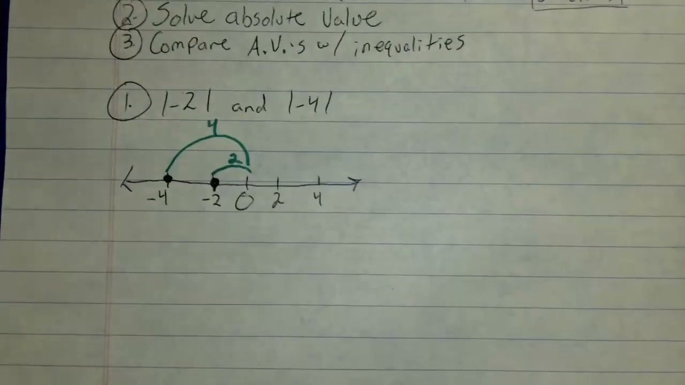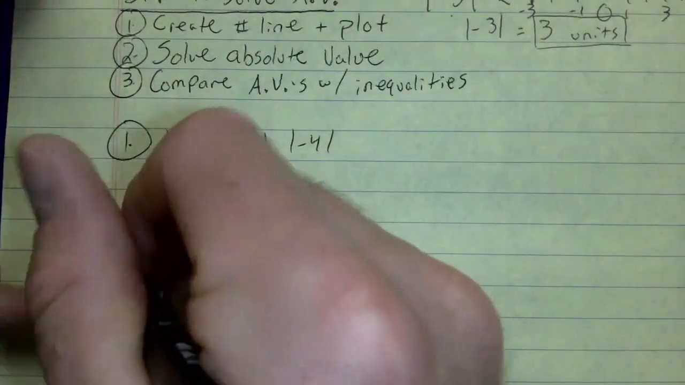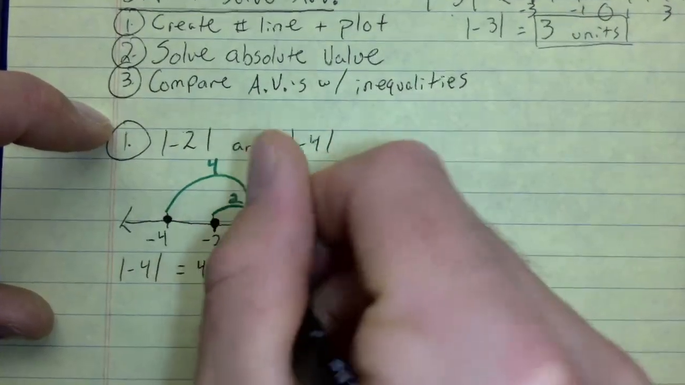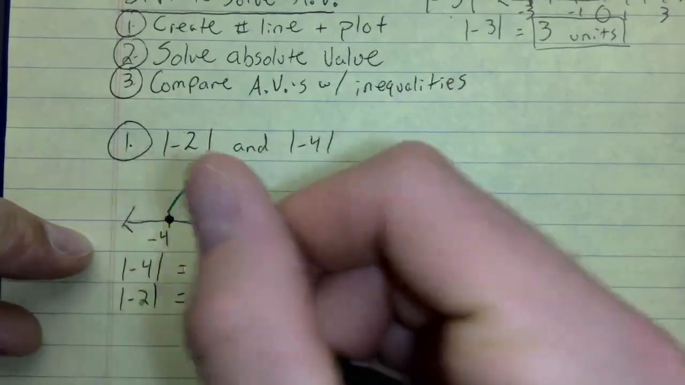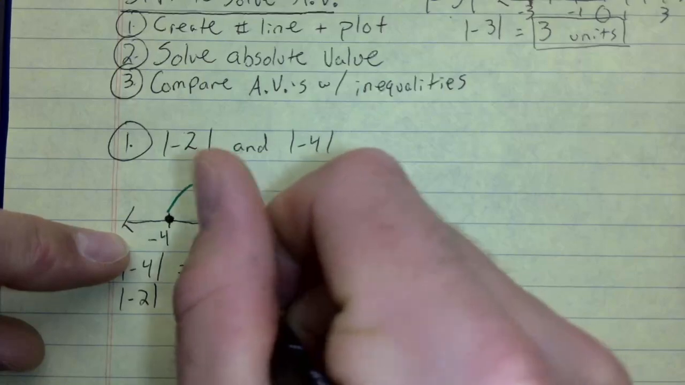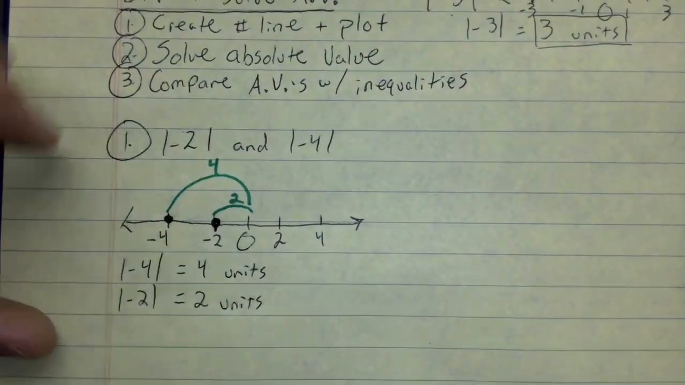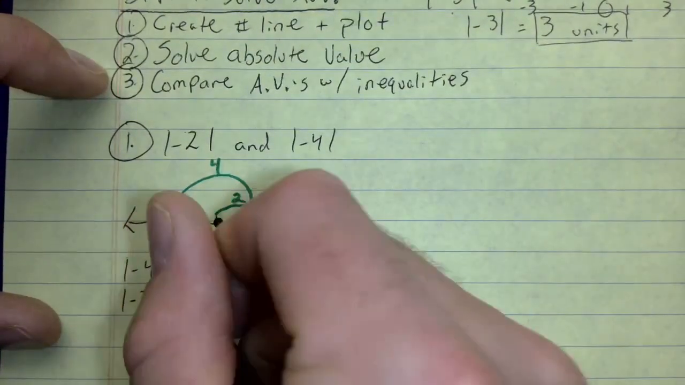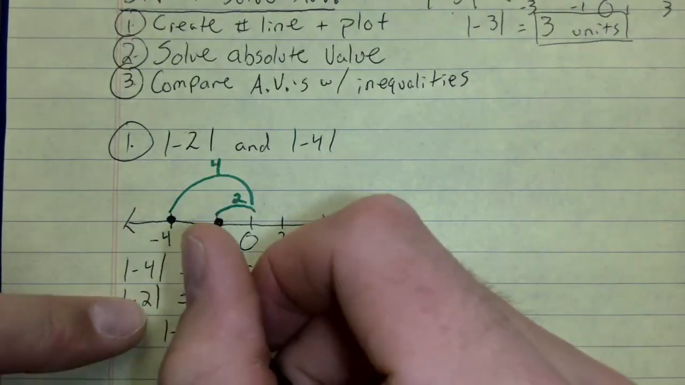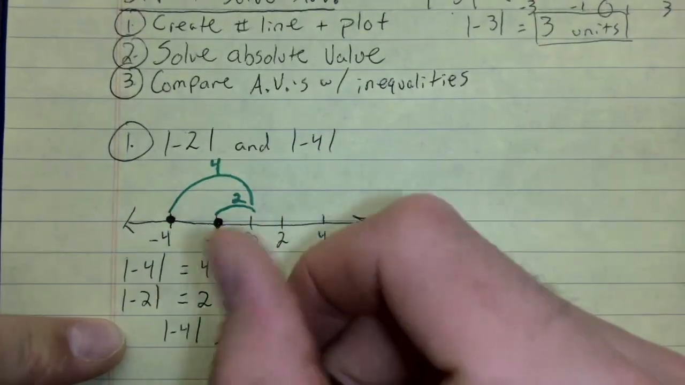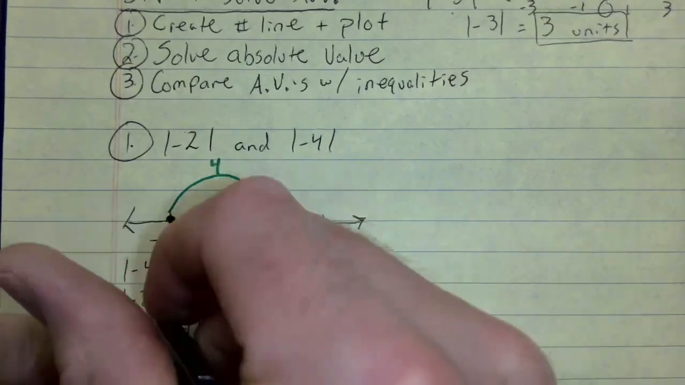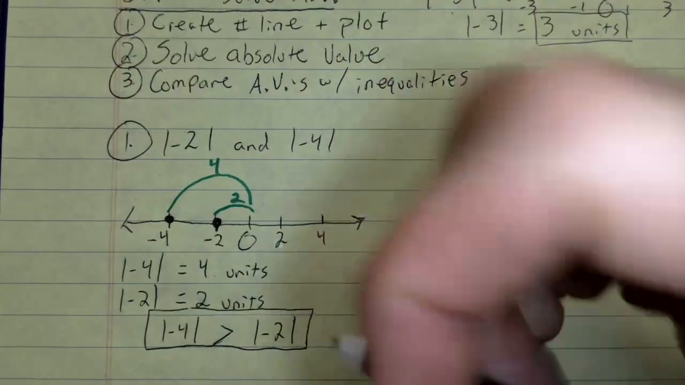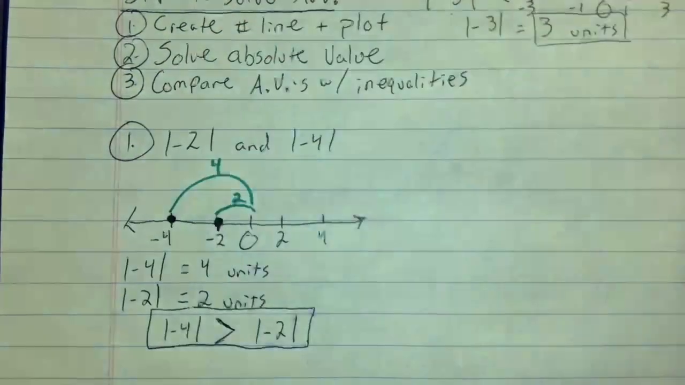So step 2 is just to solve your absolute values. So the absolute value of -4 we know is 4 units away from 0. And the absolute value of negative 2 is 2 units from 0. So step 2 is done. Step 3 is just compare your inequalities. So with inequalities, the absolute value of negative 4, we know that's a larger number, so the absolute value of negative 4 is greater than the absolute value of negative 2. That's it. Let's see another one.